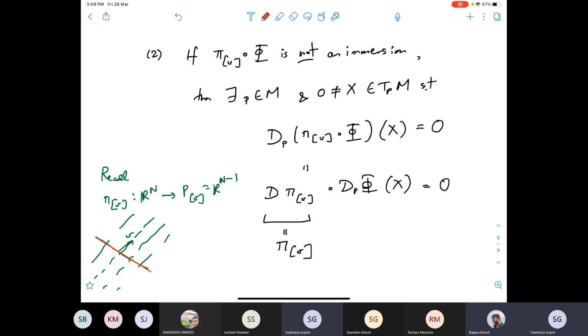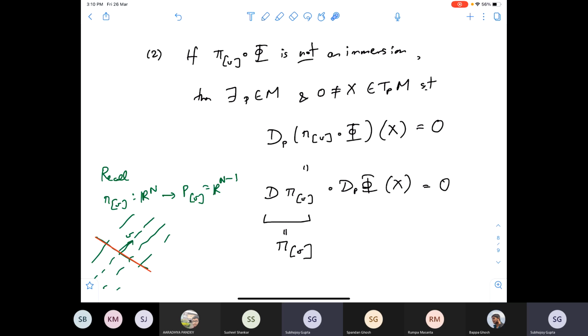I was just reminding everyone what this pi of v is. So the pi of v is this projection map from Rn to this hyperplane, in the direction v, and it's a linear map. So the derivative at whatever point it is, I didn't write down the point over here.